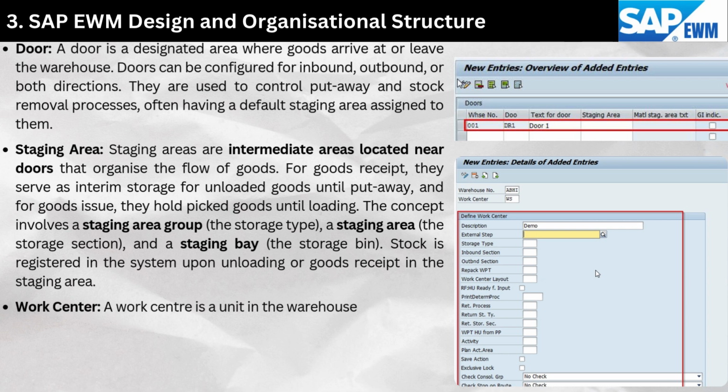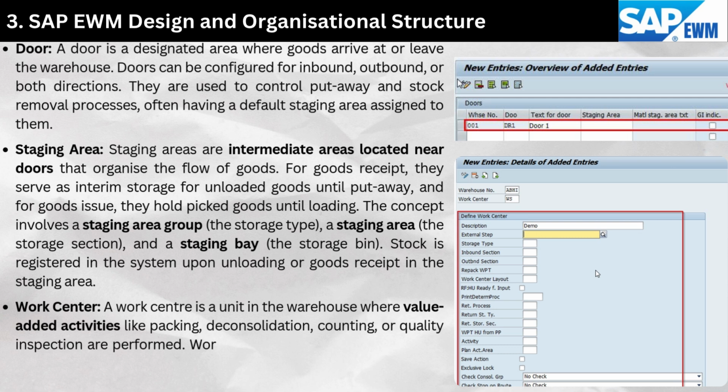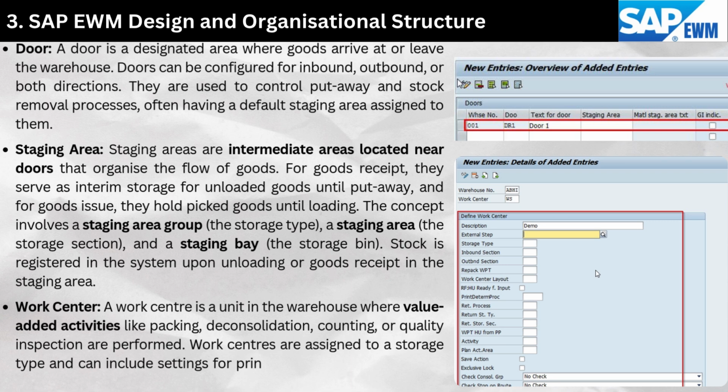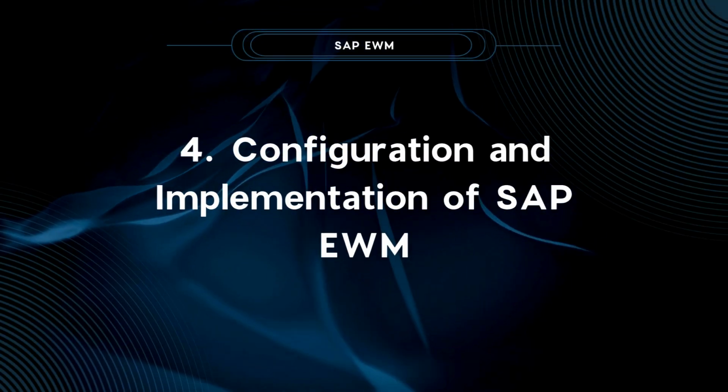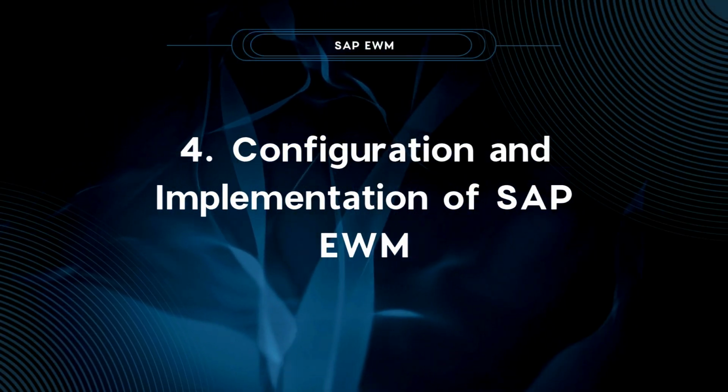Work center. A work center is a unit in the warehouse where value-added activities like packing, deconsolidation, counting, or quality inspection are performed. Work centers are assigned to a storage type and can include settings for printing and allowed/disallowed packing activities. 4. Configuration and implementation of SAP EWM.